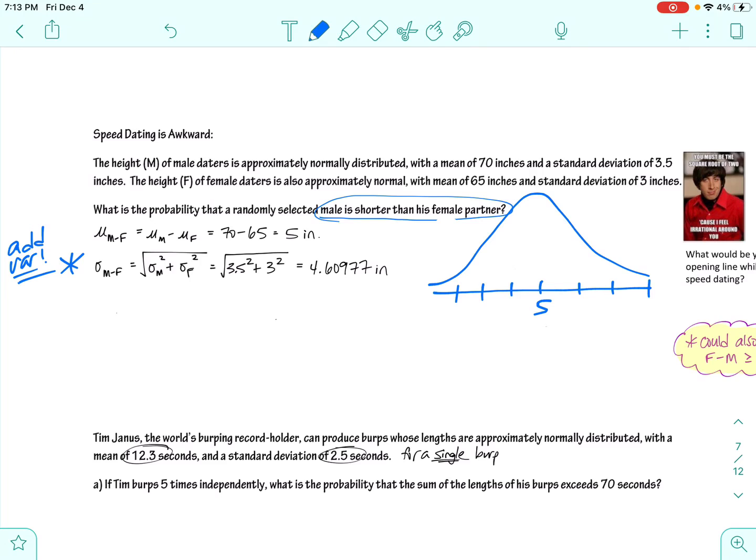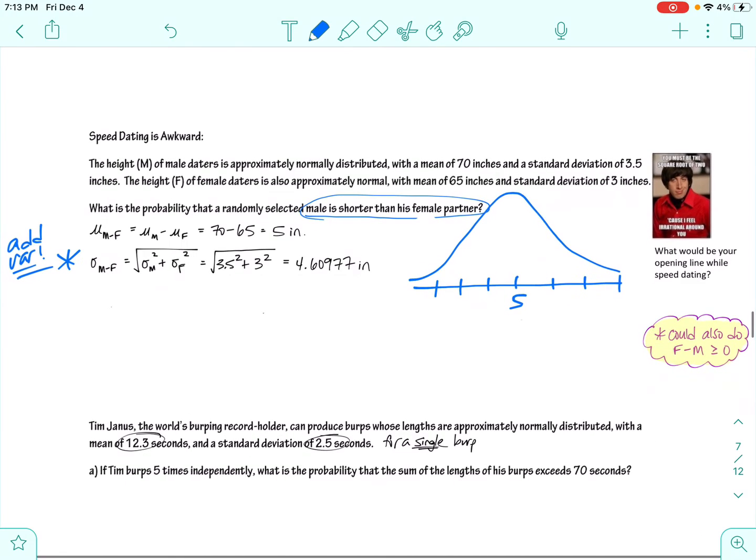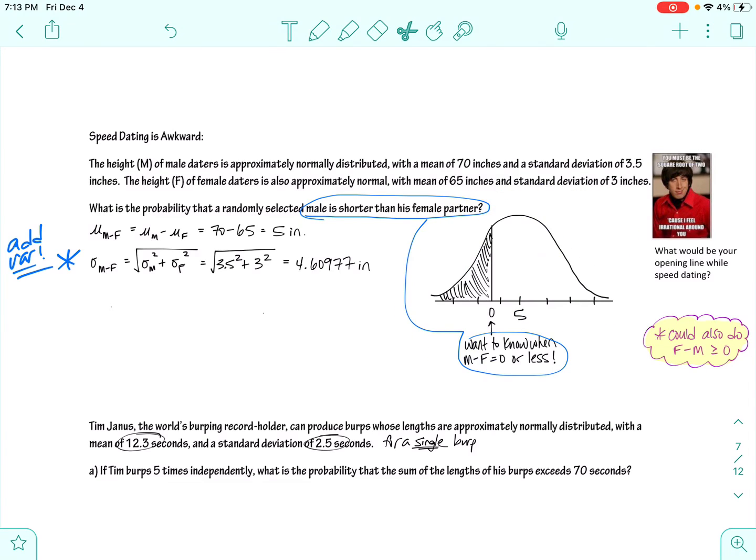In this case, what are we doing? Inches. And I want to know what the probability is that a randomly selected male is shorter than the female partner. So what does that mean? That means when you subtract them, what is the difference? If the male is shorter and you do male minus female, that means you should get a negative number, right? So I'm going to draw my line at 0 and shade to the left. I believe that is what represents a male being shorter than the female.